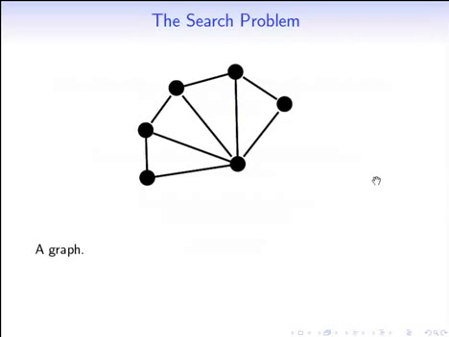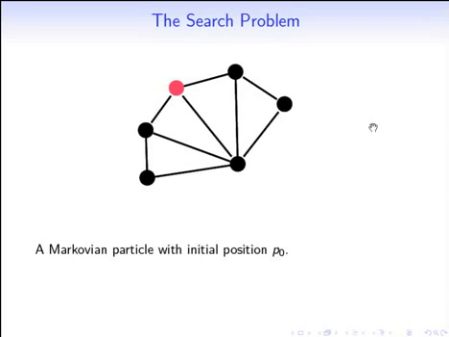So let's begin by setting up the problem. Imagine here that we have a graph, and on this graph we have a Markovian particle with an initial position p0. In general the initial position can be a probability distribution on the states, but in the picture here we've represented it as just this red circle.